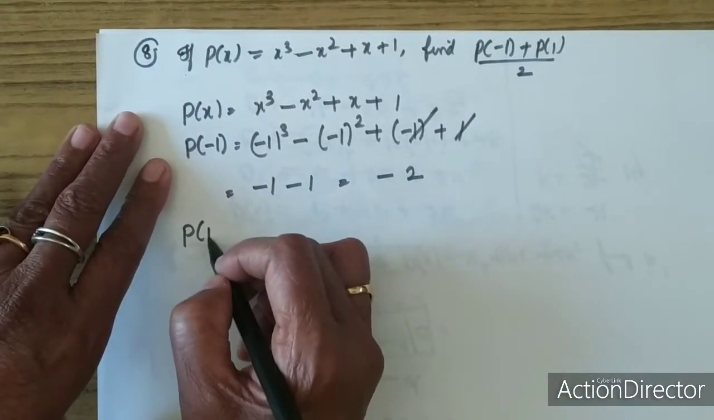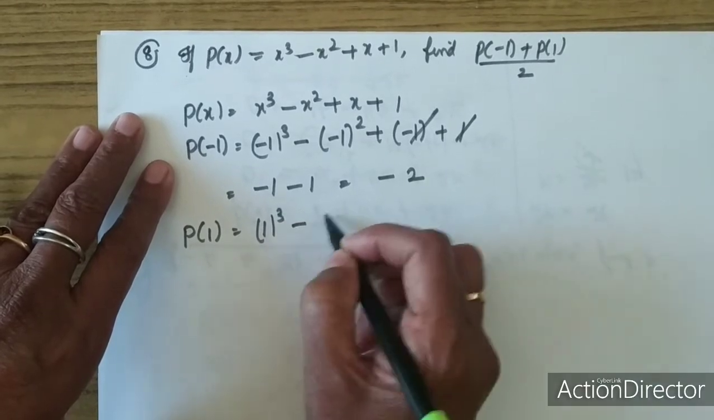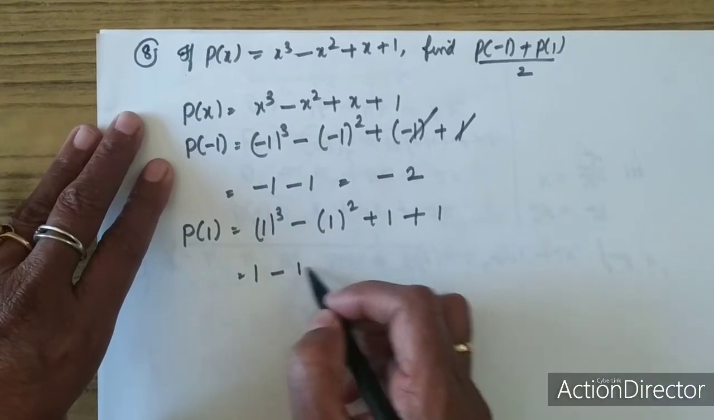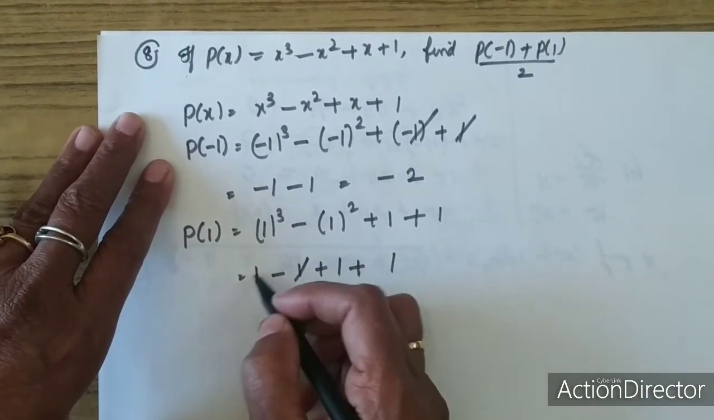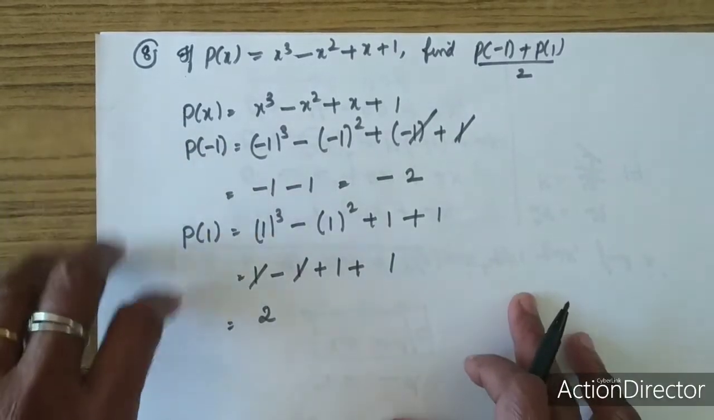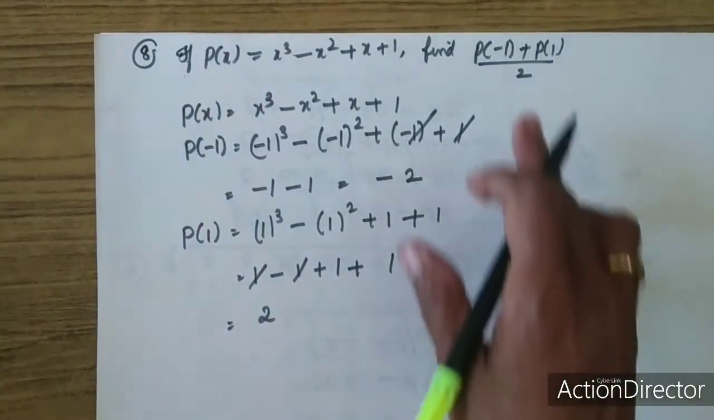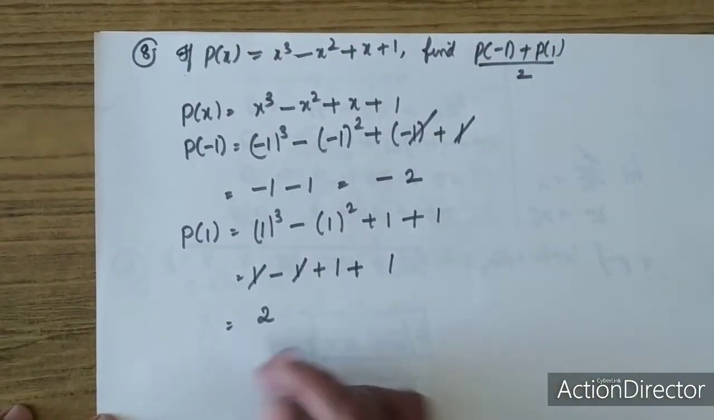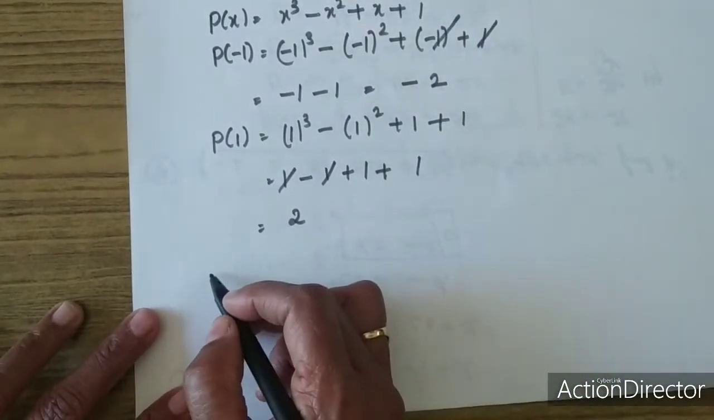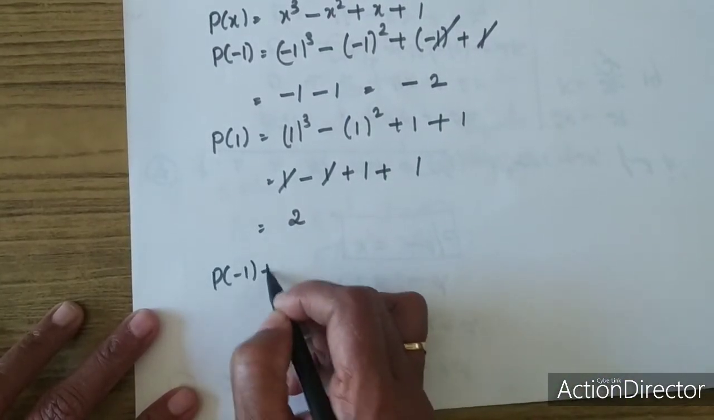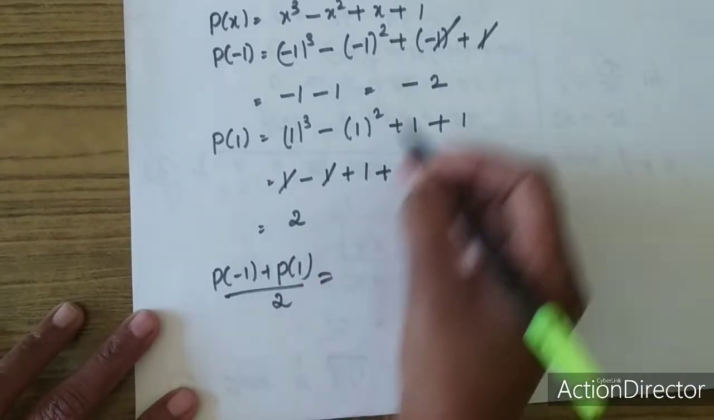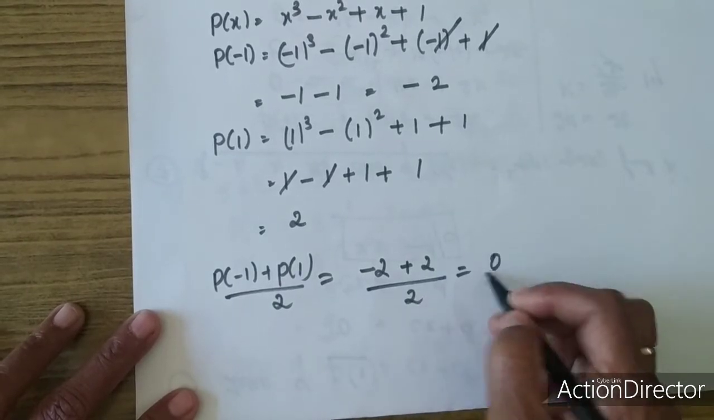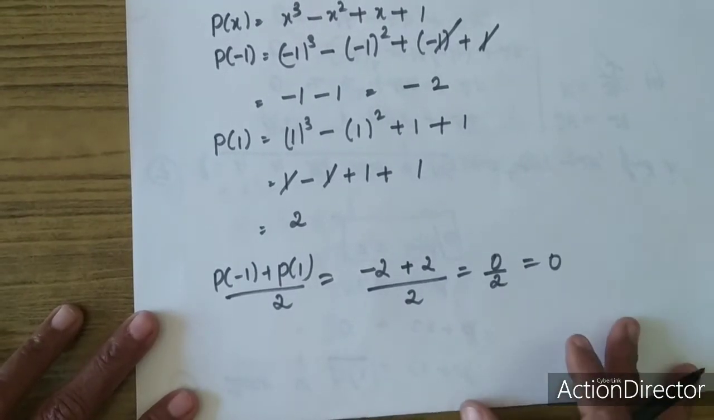Now, you find p of 1. P of 1 is equal to 1 cube minus 1 square plus 1 plus 1. So, 1 cube is 1 minus 1 plus 1 plus 1. So, 1 and minus 1 will get cancelled. So, my answer is 2. Now, you have to find the value of p of minus 1 plus p of 1 upon 2. So, what is p of minus 1? P of minus 1 plus p of 1 upon 2 is equal to, p of minus 1 is minus 2, p of 1 is 2, upon 2, which is equal to 0 upon 2, which is equal to 0.